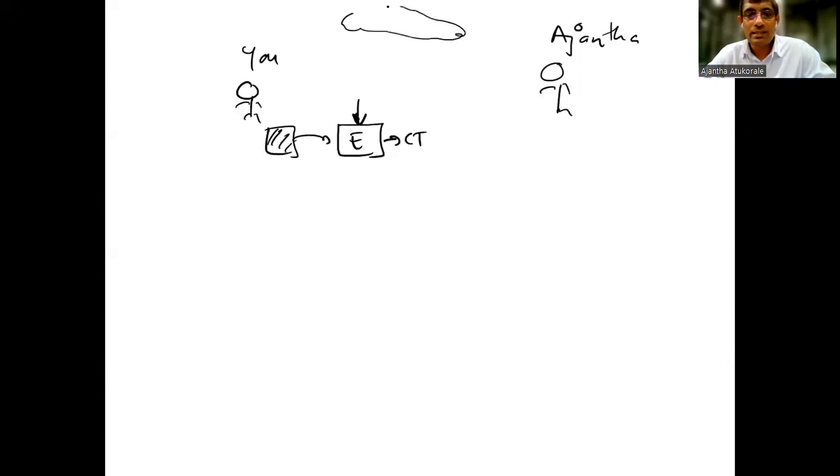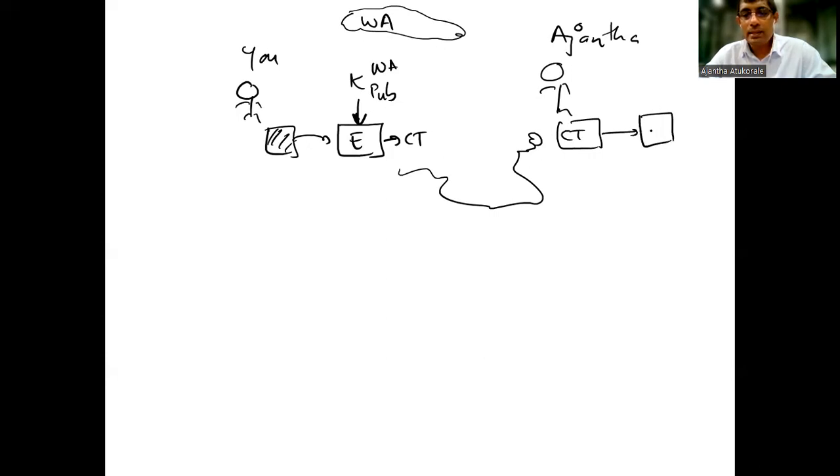I will put WA for WhatsApp. So WhatsApp generates a key pair, and from that I put the WhatsApp public key. Whenever the ciphertext is going, others can't read it. Whenever it comes to Ajanta, the WhatsApp application decrypts the ciphertext using the WhatsApp private key, and then I get the data.